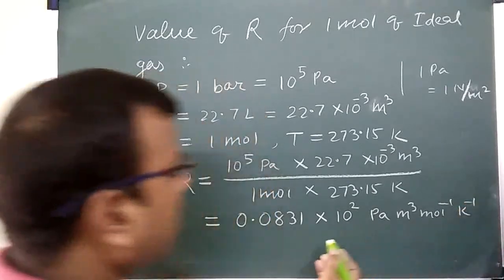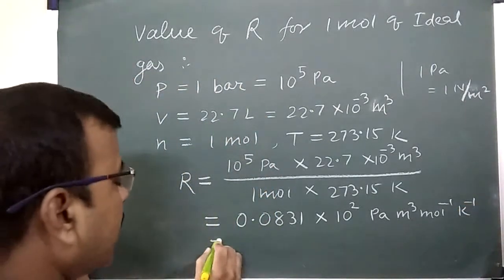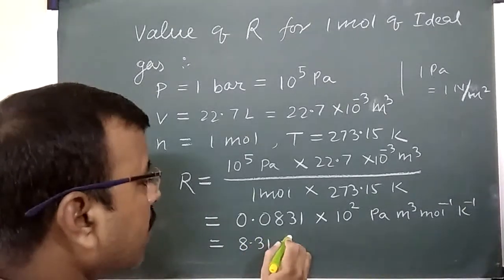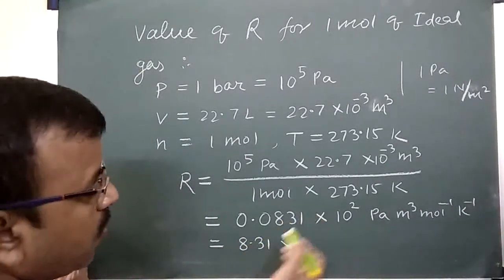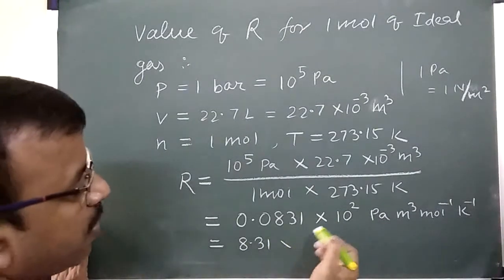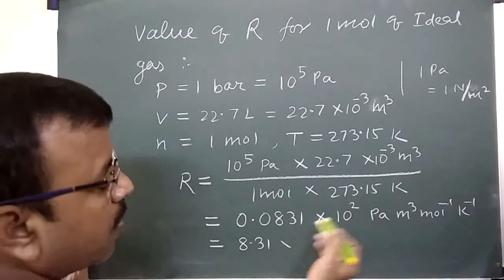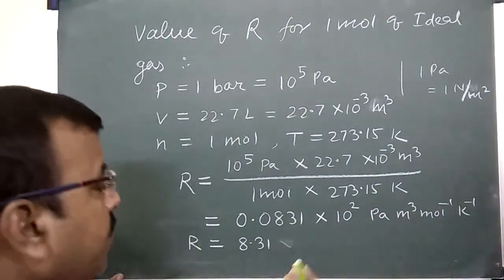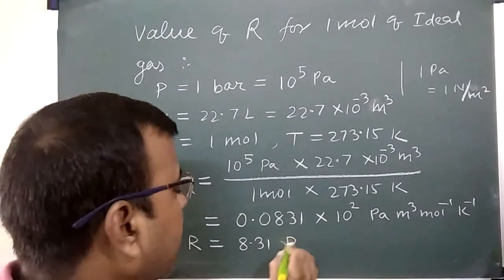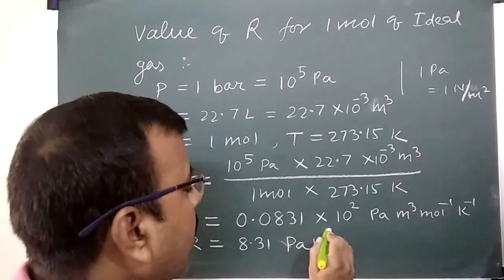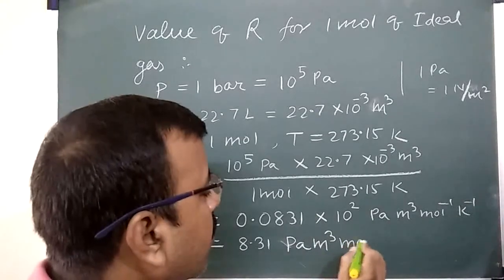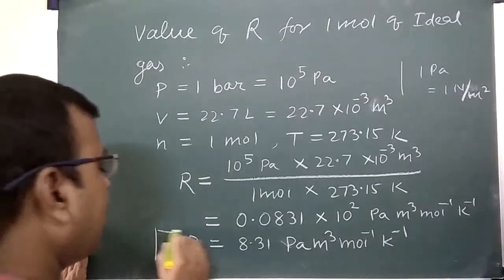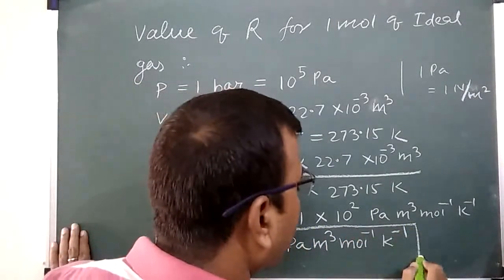Now here you see, when you write in scientific notation, it will be 8.31 into 10 to the power minus 2, and 10 to the power 2, that will cancel. So directly we can write R is equal to 8.31 Pascal meter cube per mole per Kelvin. So this is another value in terms of SI unit.